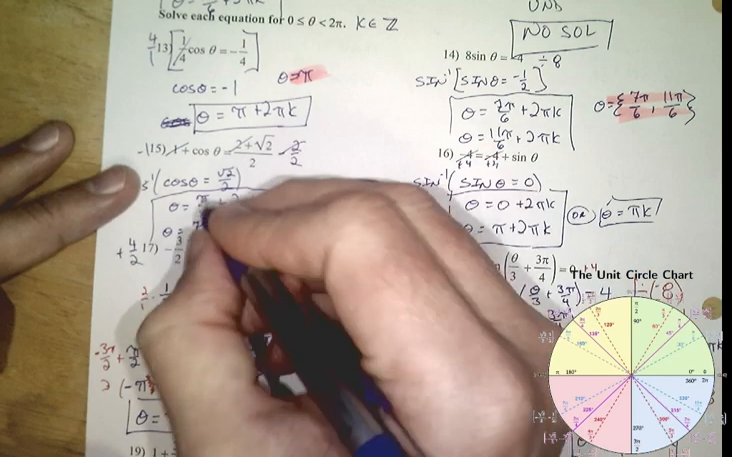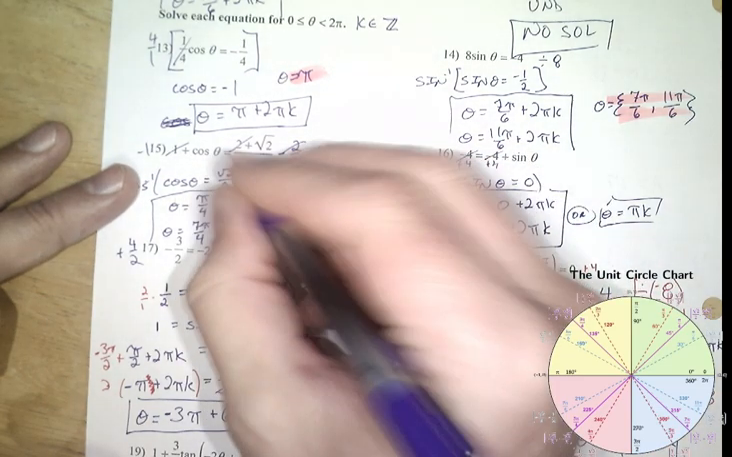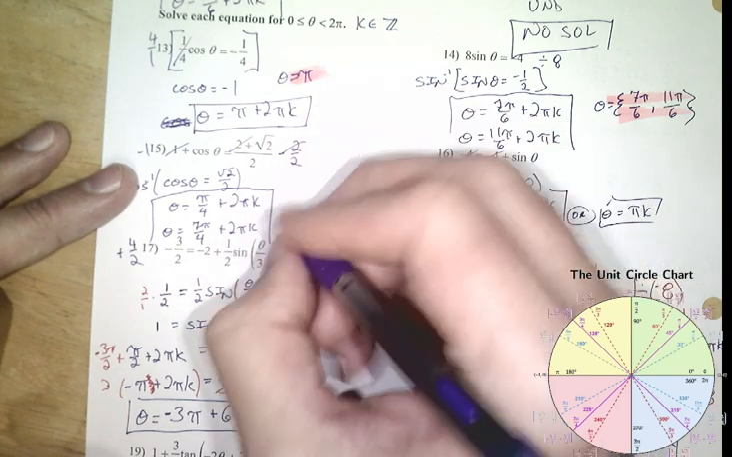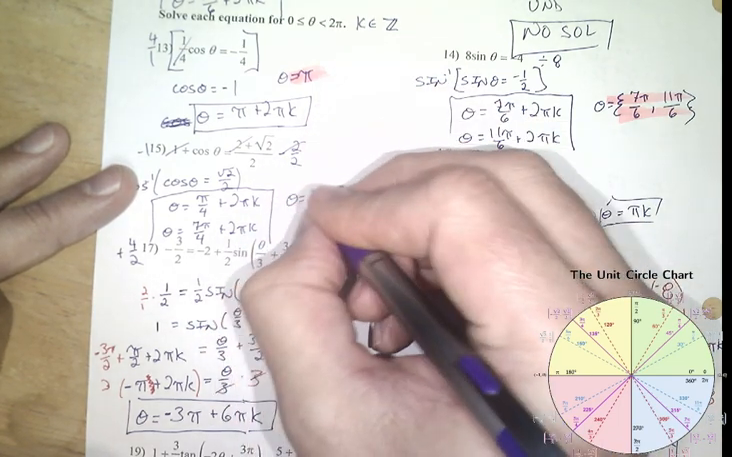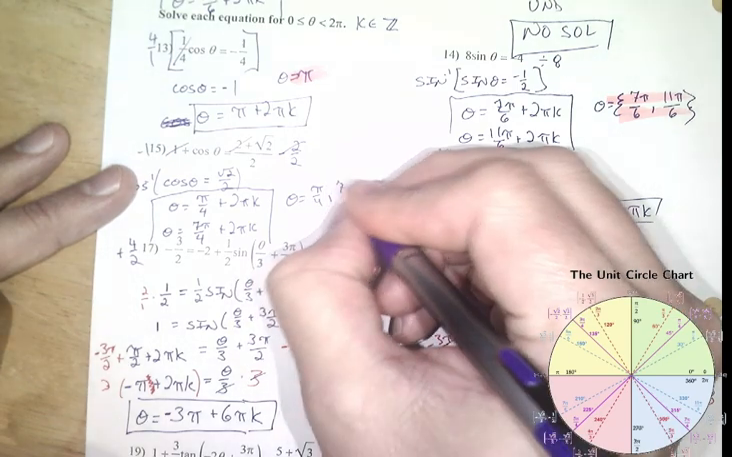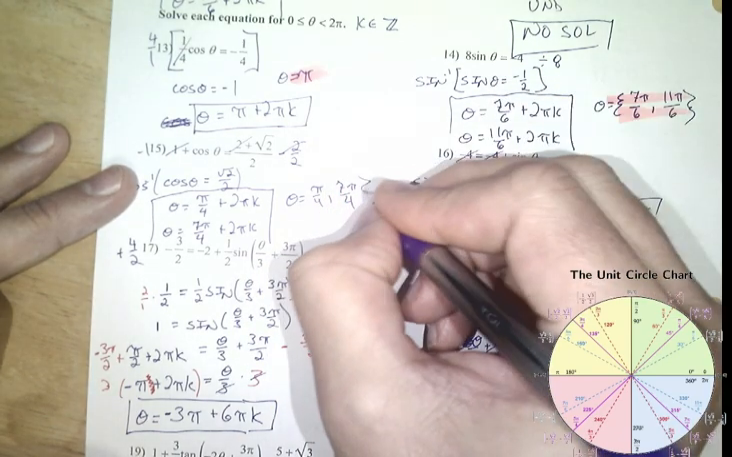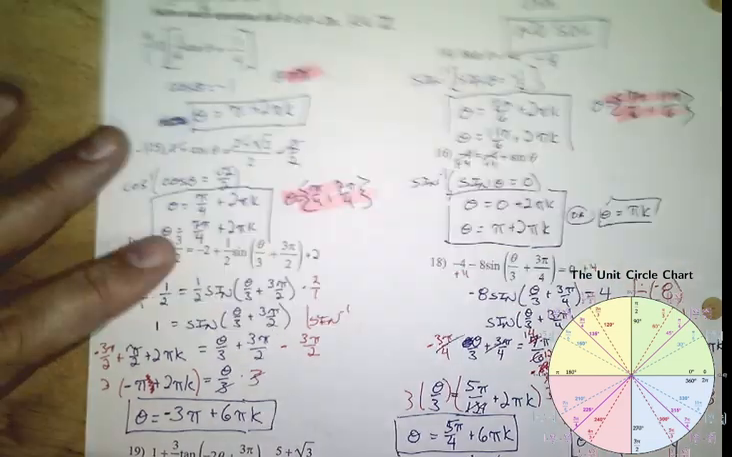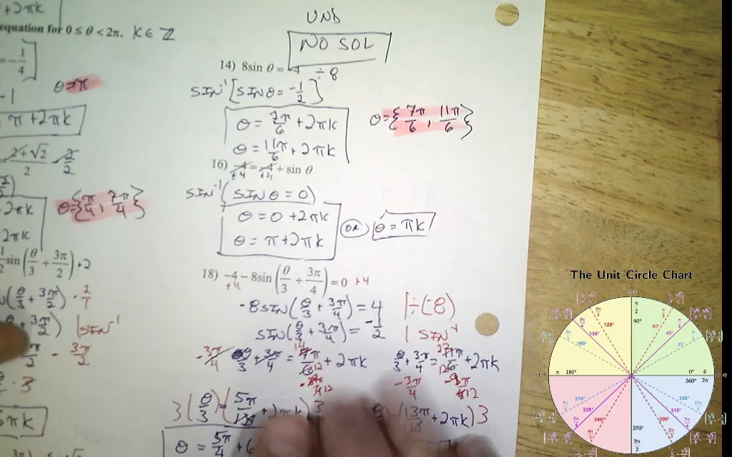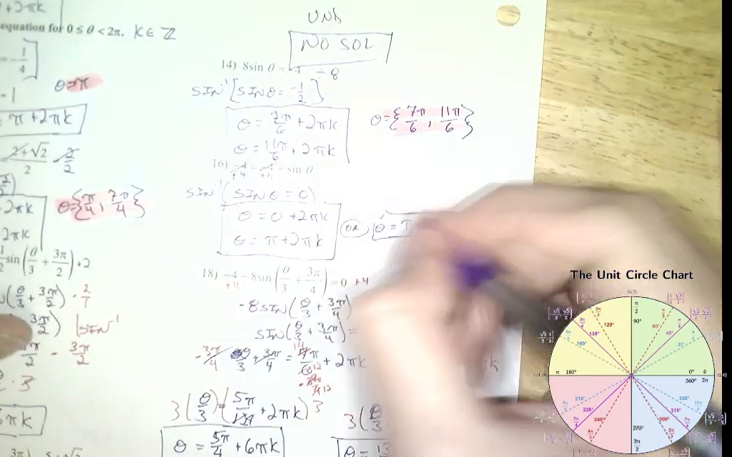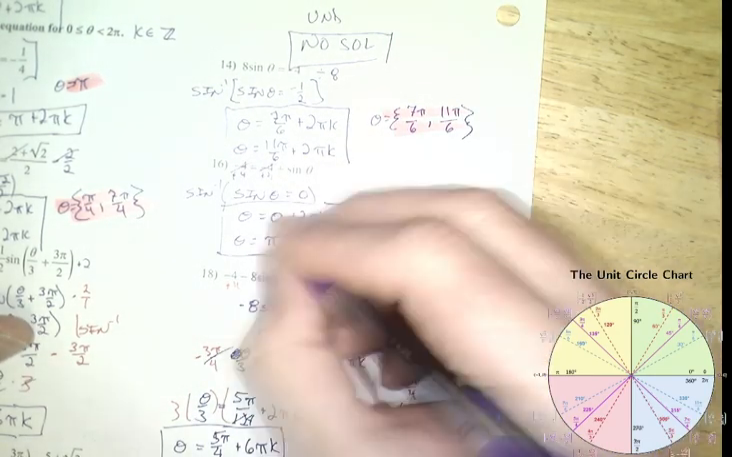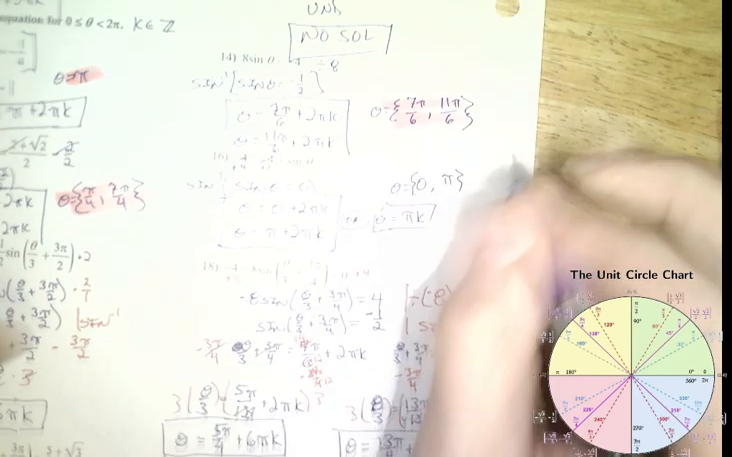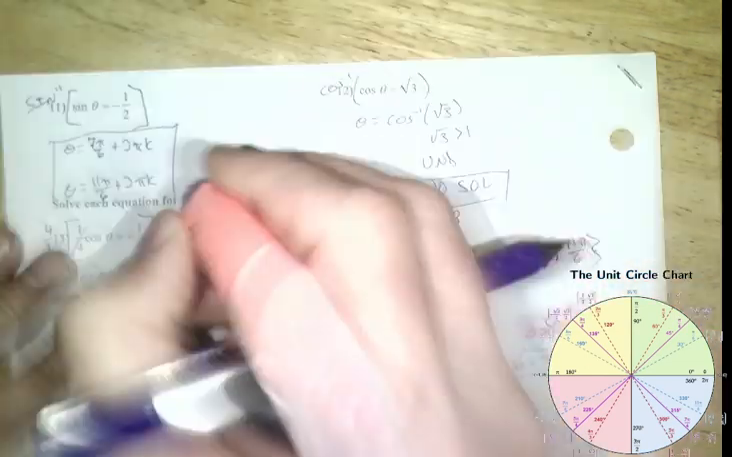Same for this case here. Since B is 1, these are the only two solutions. Adding a full rotation takes us off of that interval. So we have theta equals pi over 4 and 7 pi over 4. And again, this one is just going to be 0. So theta is equal to 0 and pi. These are our interval solutions.